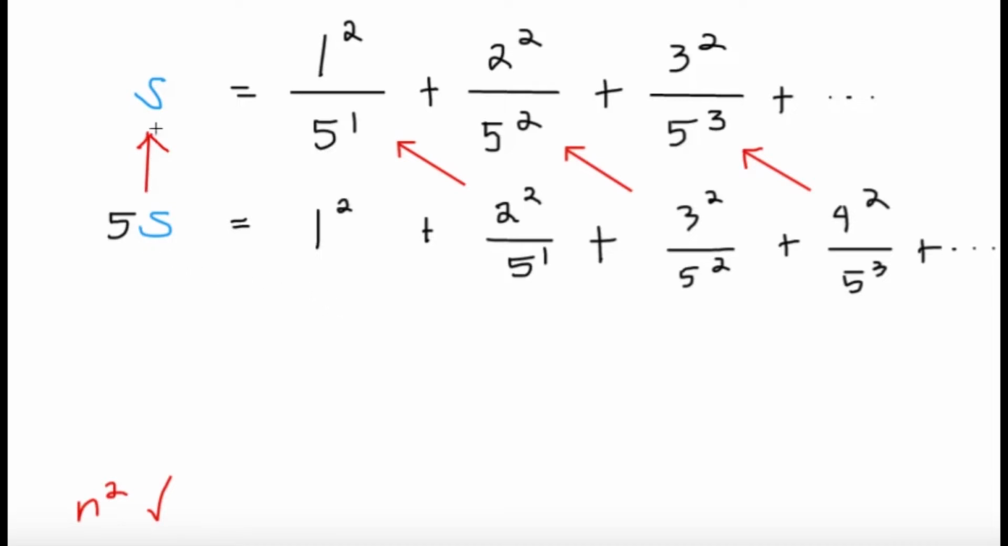So here from s, I got 5s. I multiplied both sides by 5, and 5 is the common ratio of the denominators. That's why I'm using 5. If the 5s here were 4, then I would get 4s. If this was a 7, I would use 7s. But in this case, I'm going to use 5s.